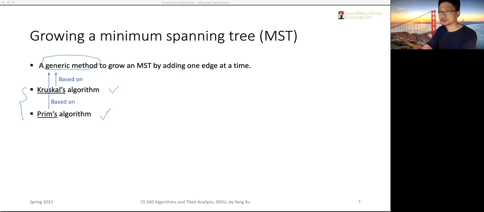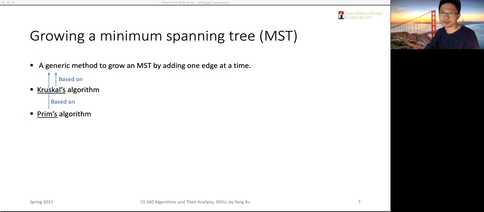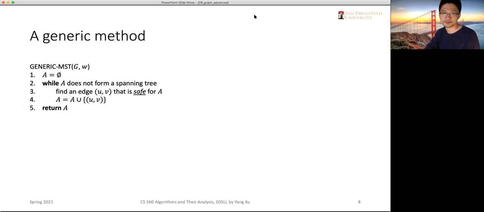Okay, so they use different strategies and different data structures and ways to implement this generic method for finding a minimal spanning tree. The generic method is more of a higher-level description of the algorithm, of the idea. So we will start from this generic method first.